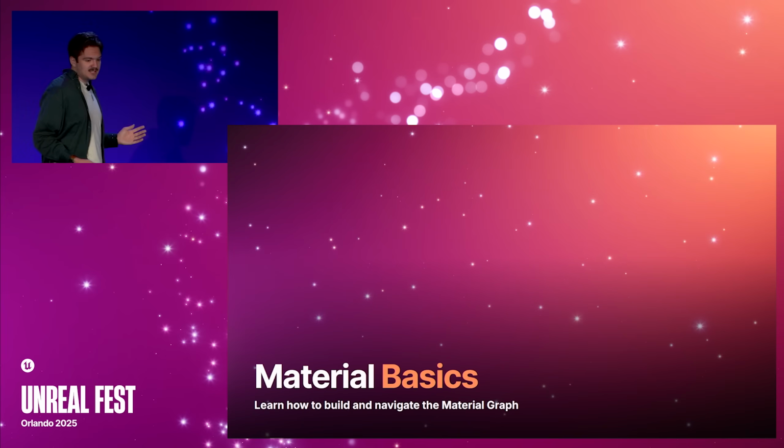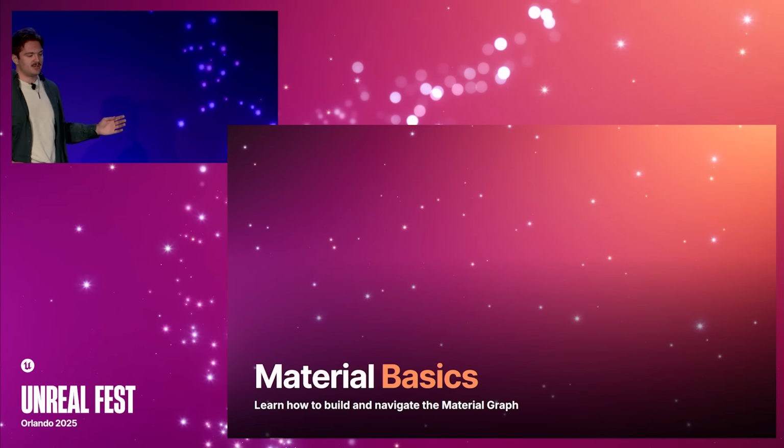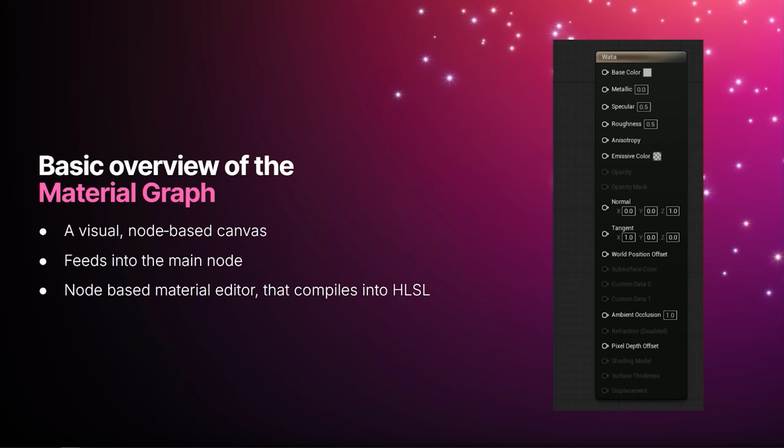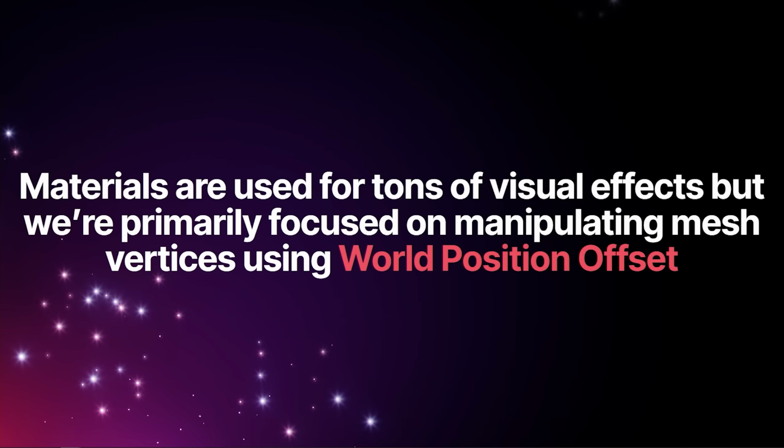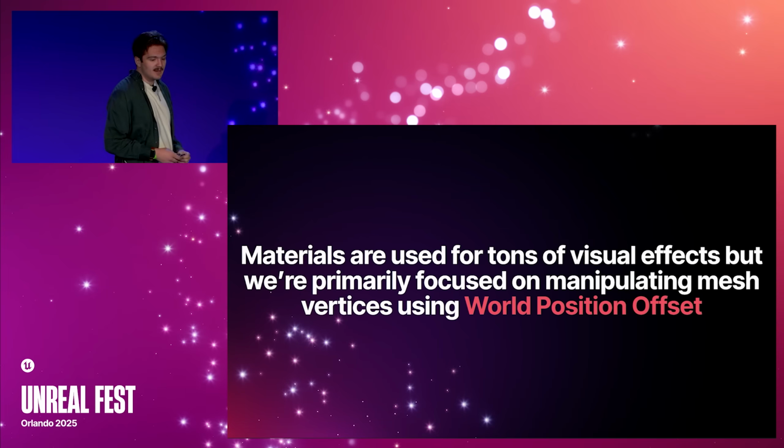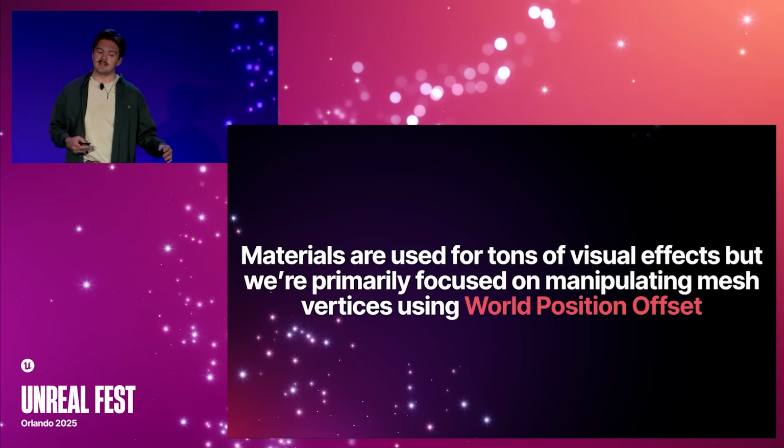So diving into materials, let's go into how to make a material and how to navigate within the material graph. So going over the graph first, it's a node-based canvas that all feeds into the main node. It has all the available shader inputs that you can change to control how your material is going to behave. Materials can be used for all different types of visual effects, but for this talk, we're only focused on the world position offset input, which is used to manipulate the vertices of the mesh.